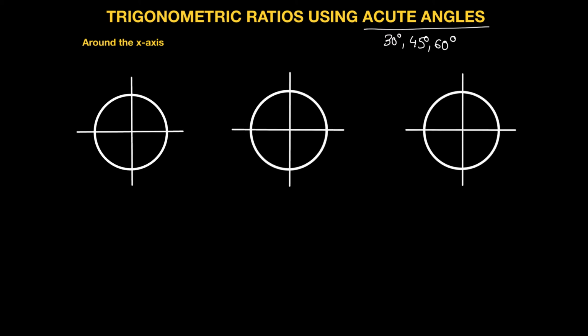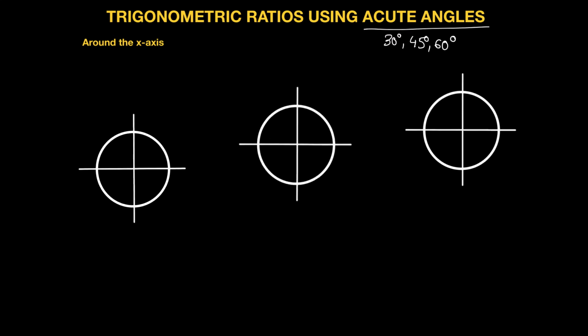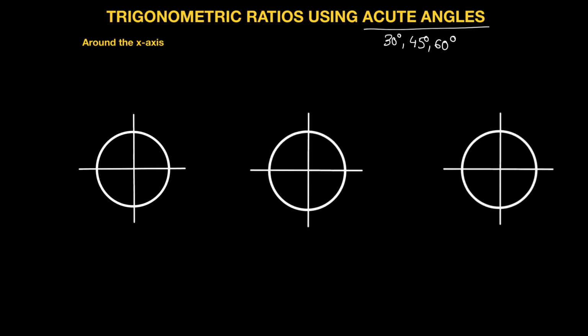In Spain, this topic is called literally reducing to the first quadrant. We'll face three different situations depending on the quadrant our angle is set. For instance, 120 for the second quadrant, 225 for the third one, and 330 for the fourth one.